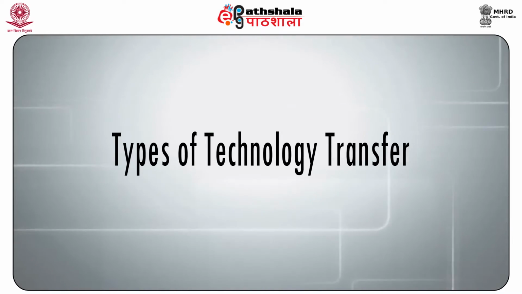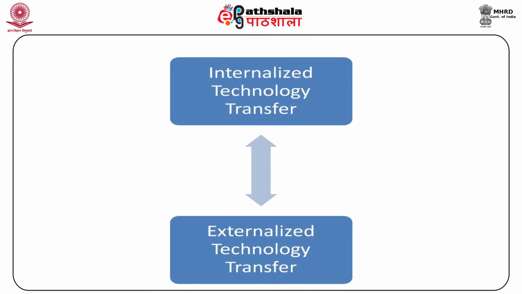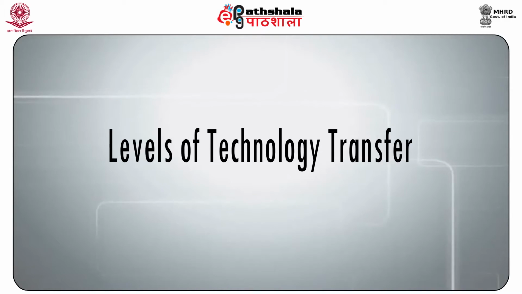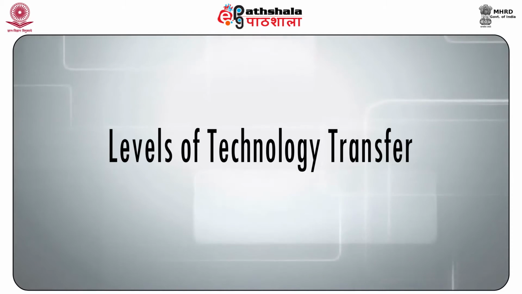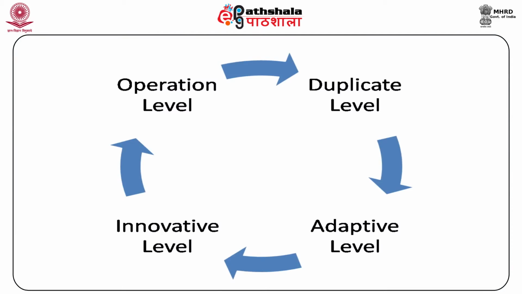Let us now understand the various types of technology transfer. Broadly, transfer of technology can be of two forms. Number 1, internalized technology transfer, and number 2, externalized technology transfer. Let us now understand the various levels of technology transfer. Number 1, the operational level. It is the least possible level of technology transfer. It may take place in forms like manufacturing skills, maintenance, procurement or quality control. Next is the duplicate level.